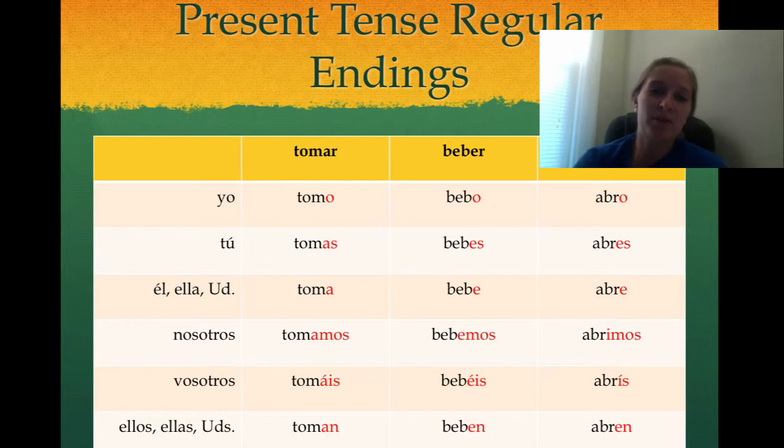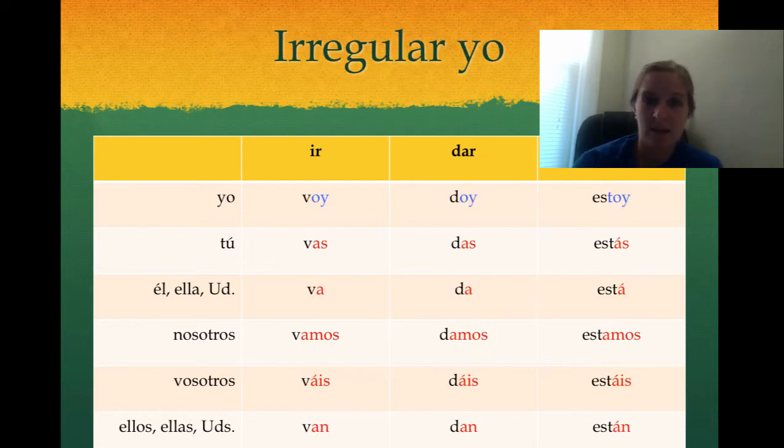So here we have our 3 conjugated verbs, regular, present tense, and their endings. Now, there are obviously lots of irregulars in Spanish, and let's just look at a few with irregular yos. So that means that the rest of the verb is conjugated in the regular form. So here, ir, dar, and estar are all conjugated as regular AR verbs, except for in the yo form.